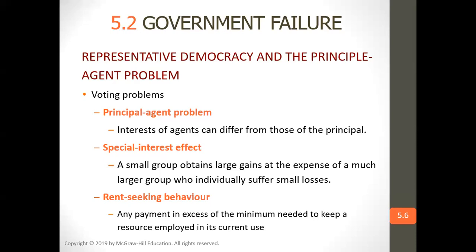The small group of the rich get large gains at the expense of a much larger group that individually suffer small losses. So the larger group are the salary wage earners, and then the small group are the investment and stock owners.